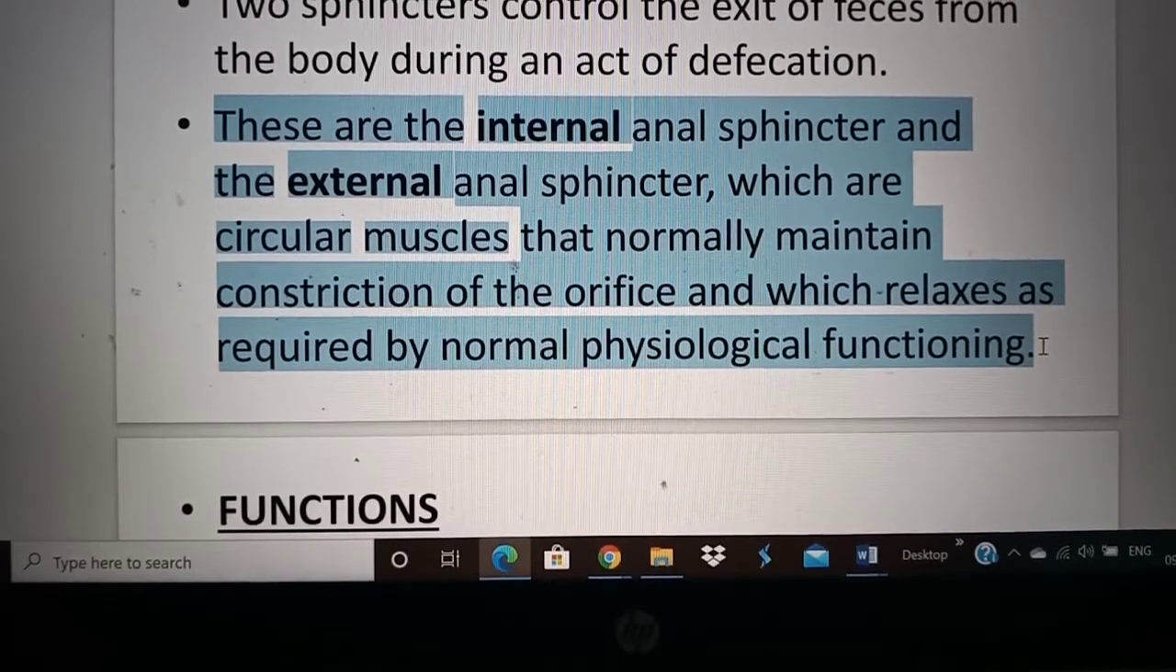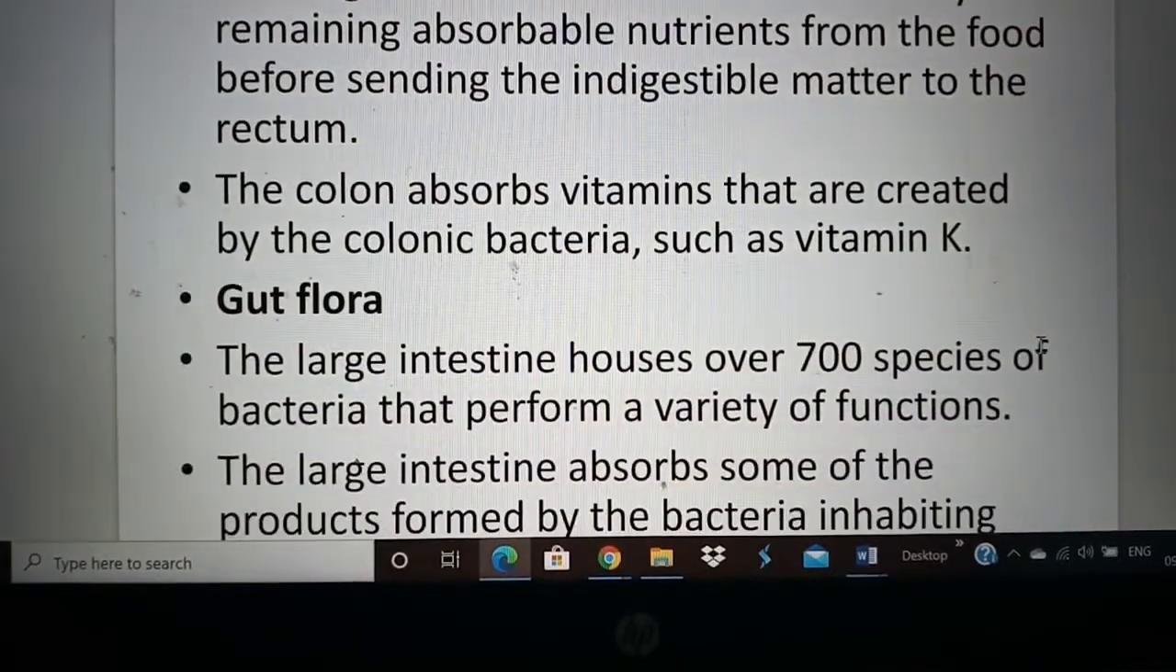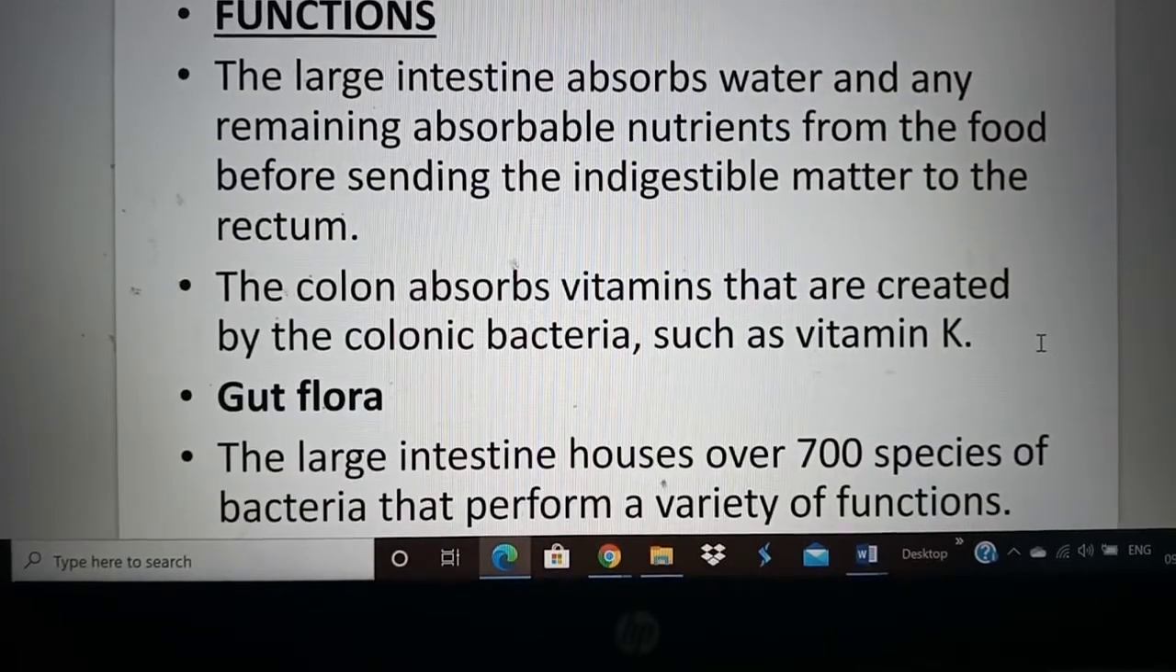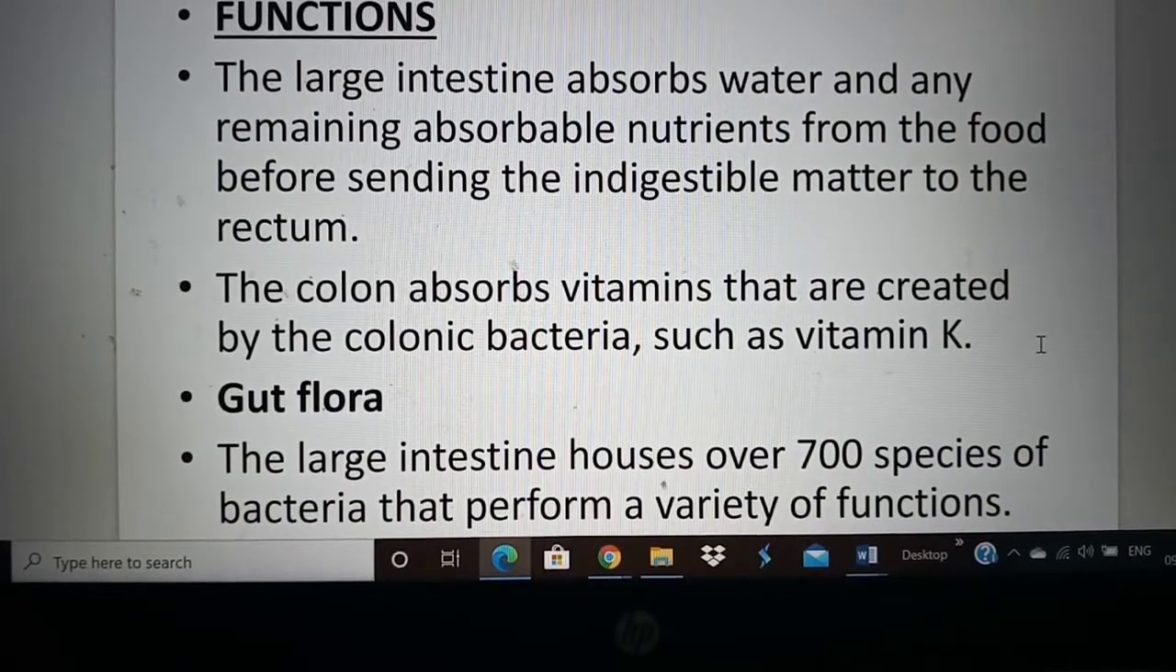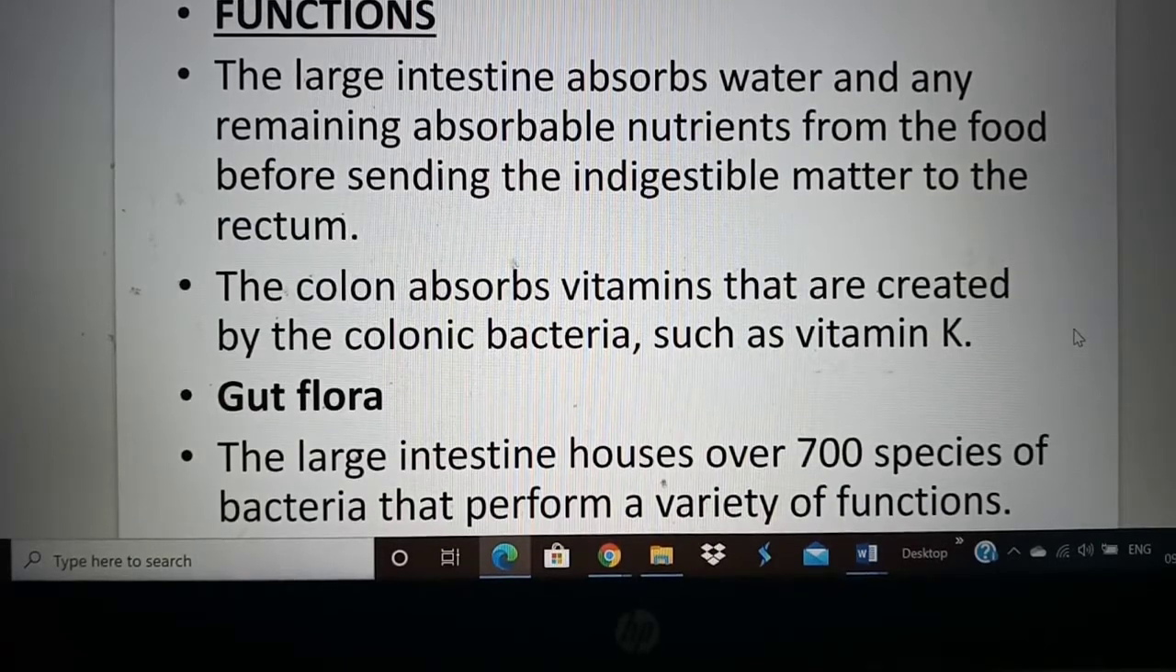The functions of the large intestine are mainly to absorb water and any remaining absorbable nutrients from the food before sending the indigestible matter to the rectum. The colon absorbs the vitamins that are created by the colonic bacteria. As I already told, the intrinsic factor helps in absorption of vitamin B12, which is present mainly in the colon.